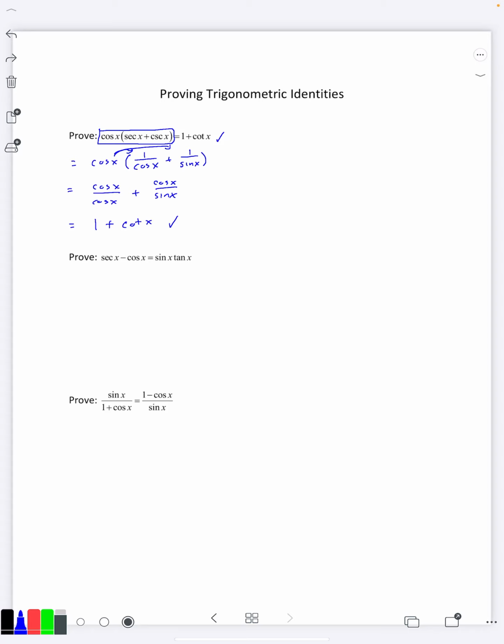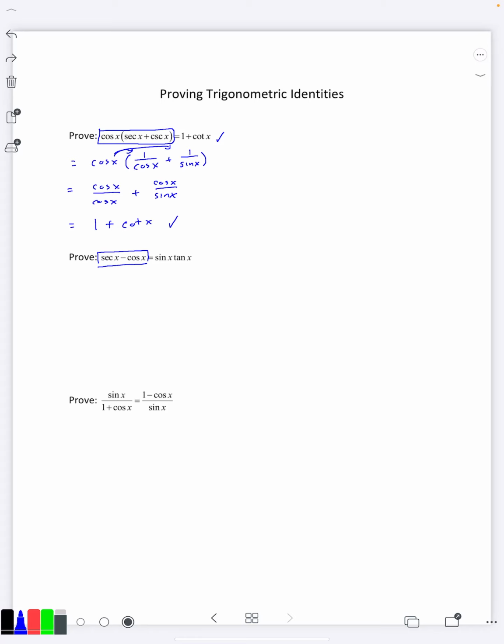Okay, now let's take a look at the second identity we're trying to prove here. Once again, I have to decide to take one side and convert to the other side. I could choose to do it either left to right or right to left. I think the left side will be easier to start with, and that's just from personal experience. It's maybe slightly more complicated because there's 2 terms compared to the right side, only 1 term.